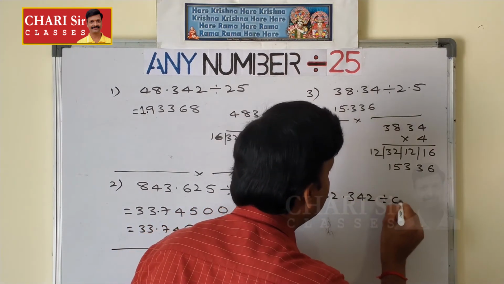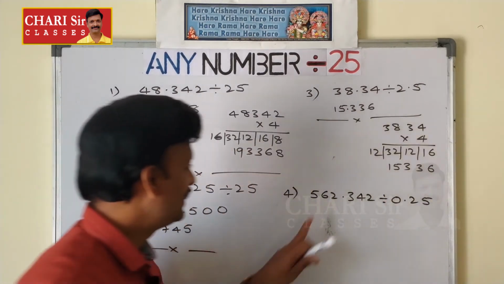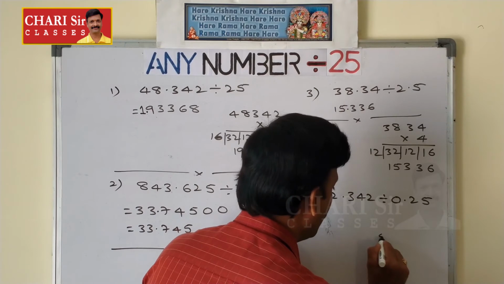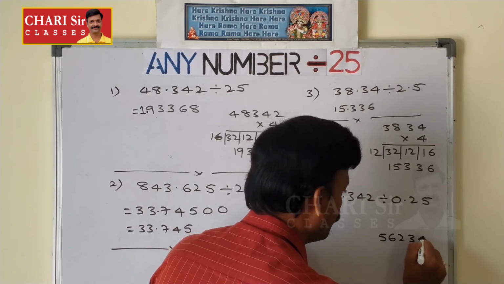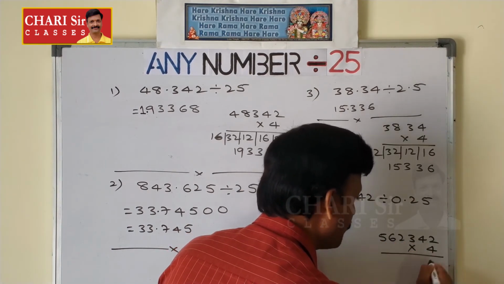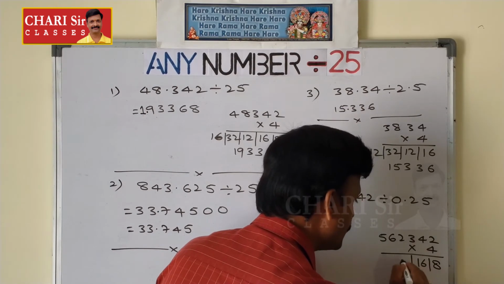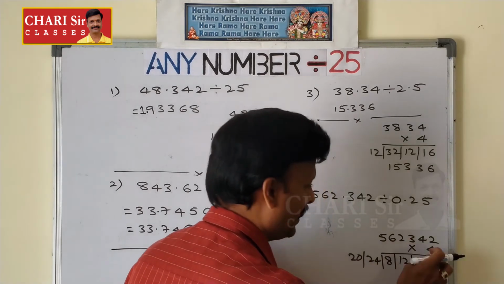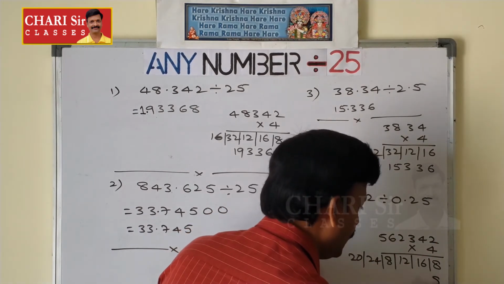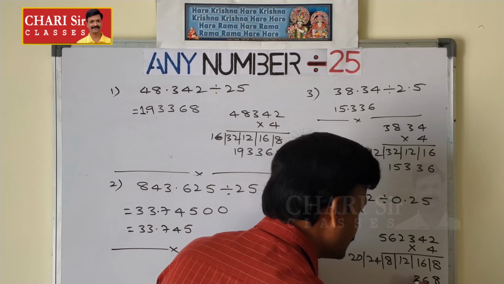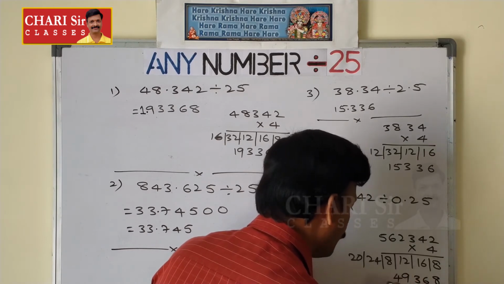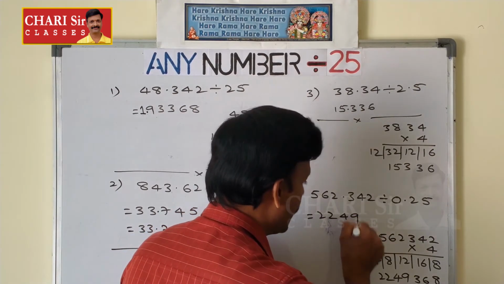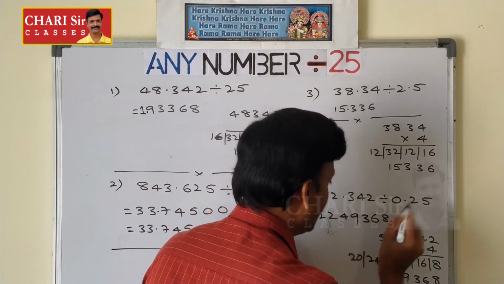Let's try with a little bigger number, and that is some 3 digit number we will take. 562.342 divided by 0.25. Here this is also a decimal number and this is also a decimal number. Now you consider 5, 6, 2, 3, 4, 2. Just multiply by 4. What happens? 8, 16, 12 and 8, 24 and 20. Just multiplying. 2 4 is 8, like that. So 8, 6 and balancing this 3. This becomes 9 and 4 and 22. Write down here. 2, 2, 4, 9, 3, 6, 8.